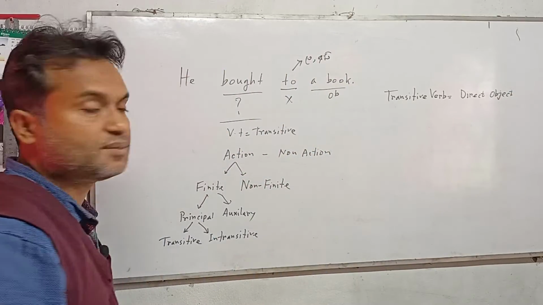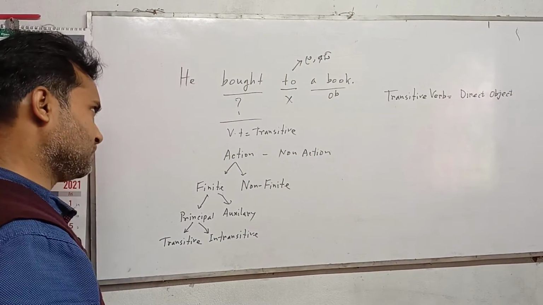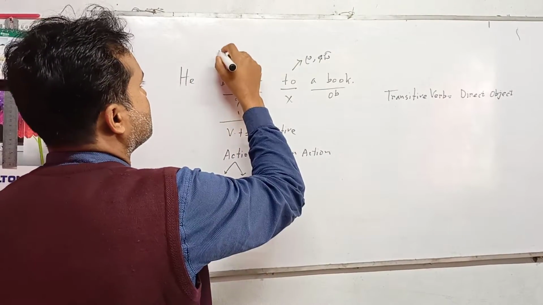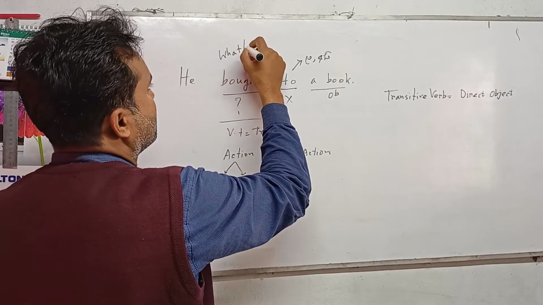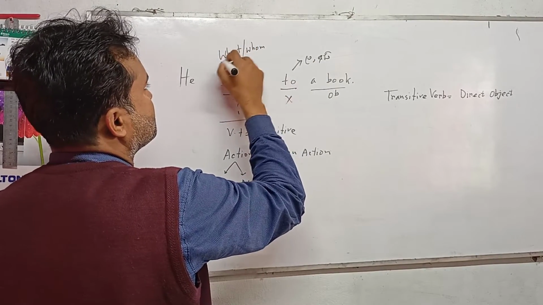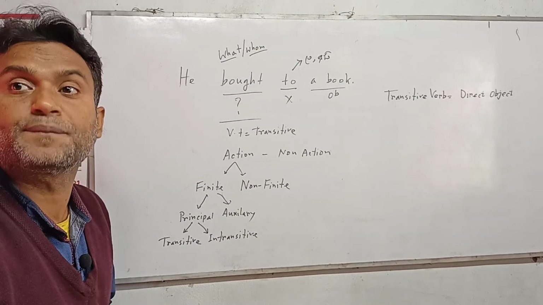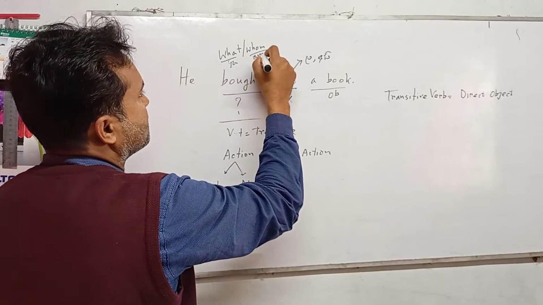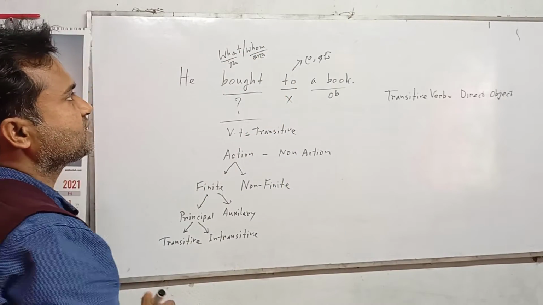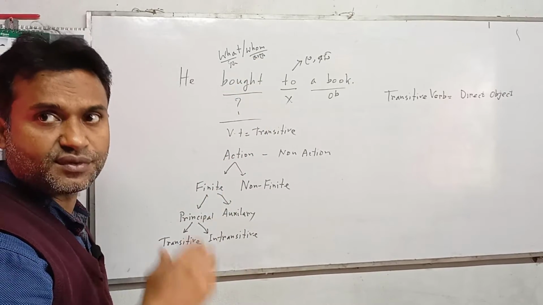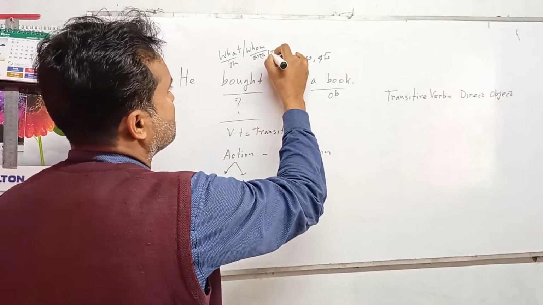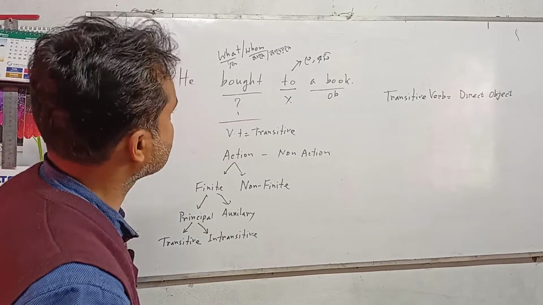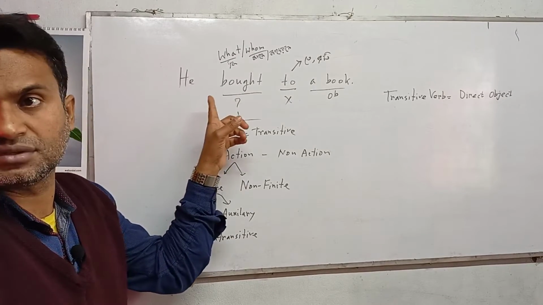Next, what is the meaning? Another item: if we ask the question what and whom, the answer will show it is transitive. What is the meaning of what? কি. And what is the meaning of whom? কাকে. So this one is singular and this one is plural. We can use these items for plural also. So ask this question of the verb.